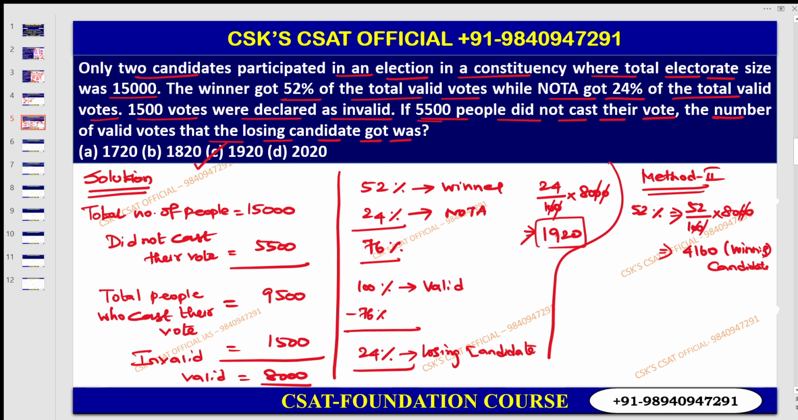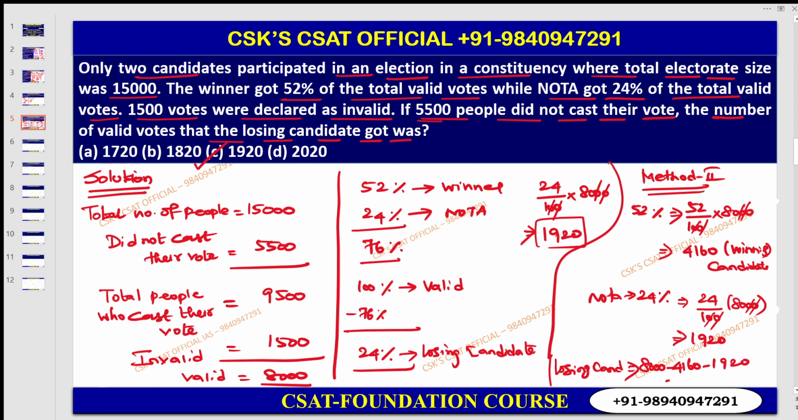Then Nota. So Nota got 24%. 24 by 100 into 8000. So 2 zeros you can cancel. 1920. This is one way. Then from the total you can find the losing candidate, which is equal to 8000 minus 4160 minus 1960. So that also gives 1920. So now please understand, and you can apply your.